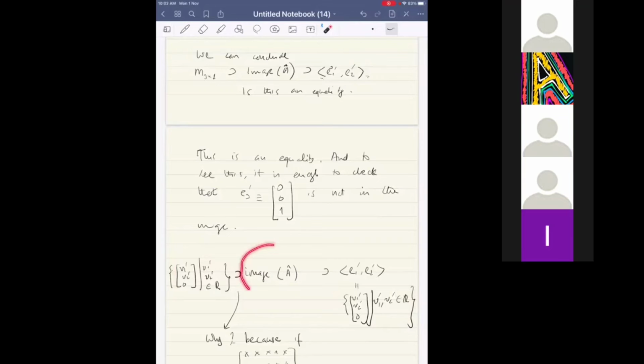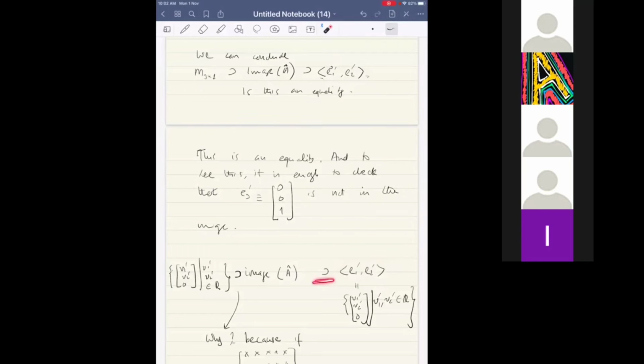We want to determine the image of A hat. We cleverly see that it contains E1 prime and E2 prime, because this is the second row, second column, and this is the fourth column. Therefore, it contains their span. And the span, by inspection, is this: precisely the column vectors of length 3 whose last entry is 0. Romit, do you agree with that? No, sir, it's fine. I got it. Because now that I've started, I will go through this thing.